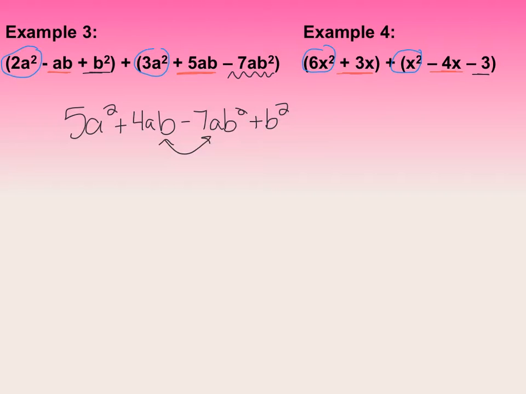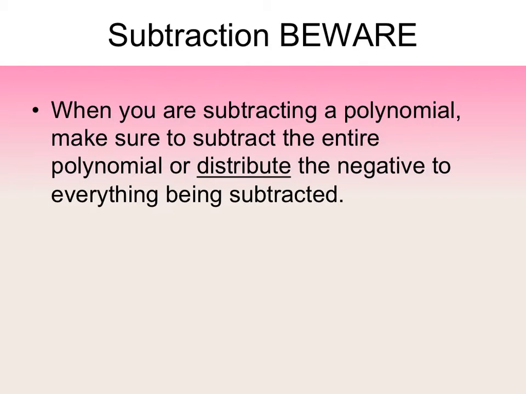Example 4, so circled in blue are my x squareds, which should make 7x squared, and then 3x minus 4x is minus 1x, and then minus 3, and that would be your final answer from that. Nothing else you can do. So pretty easy, just combining like terms for this.